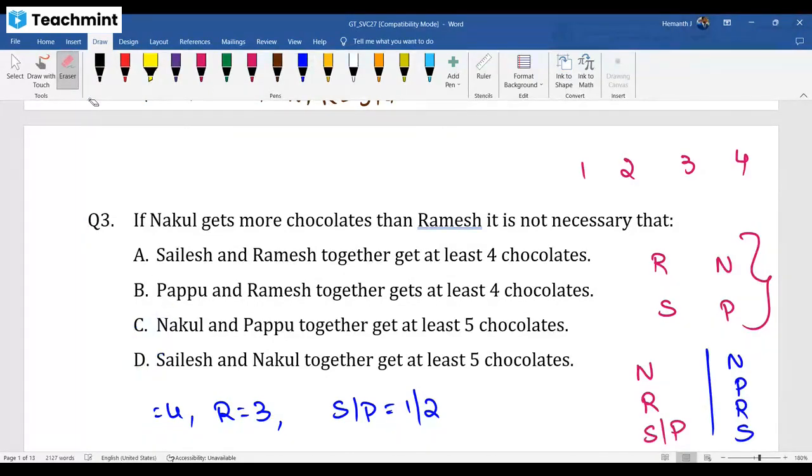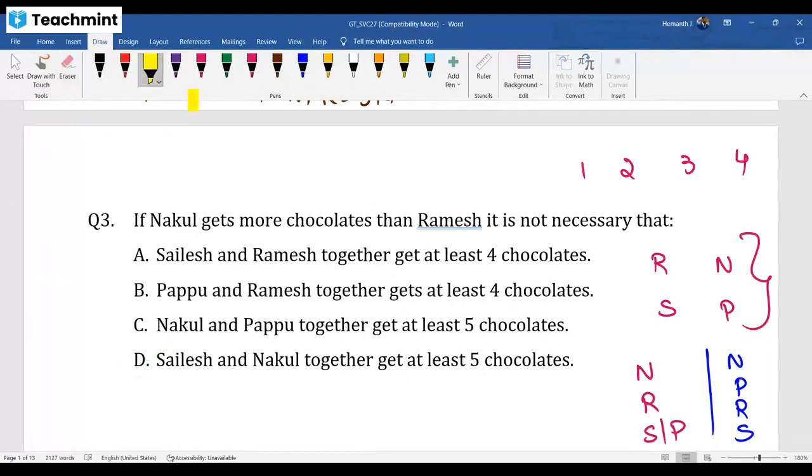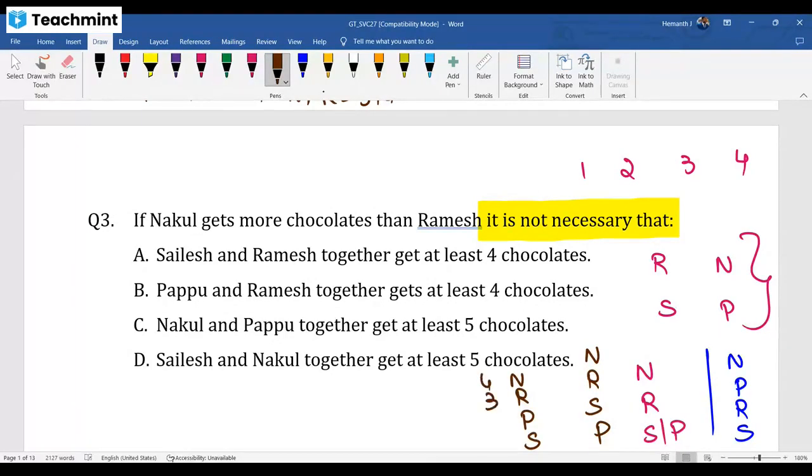And one more thing you observe in the question, they given not necessarily true. It's the wrong one you have to calculate. Which among is wrong? There are three possibilities altogether. One is NRSP, one is NRPS, one is NPRS. Considering all cases, this will be 4321. This will be 4321. This one also 4321.